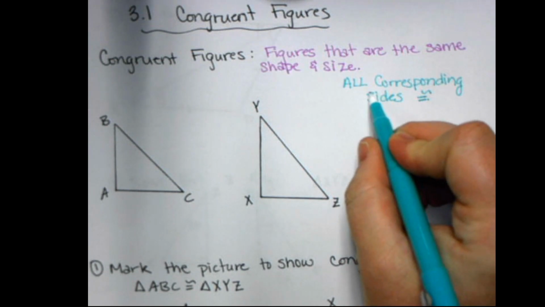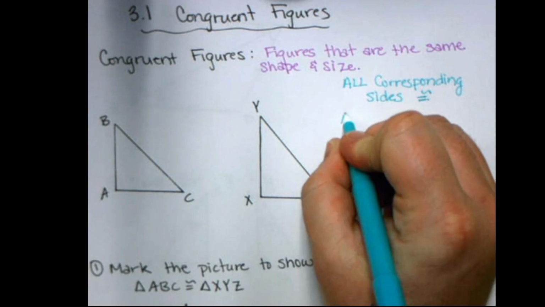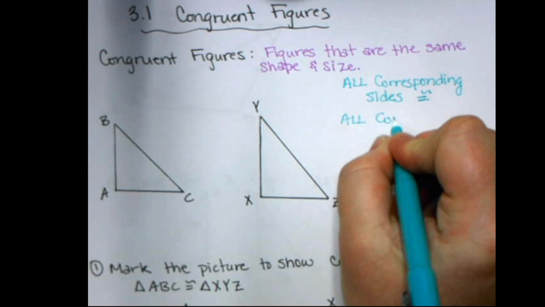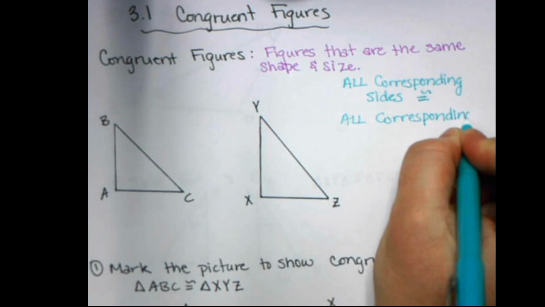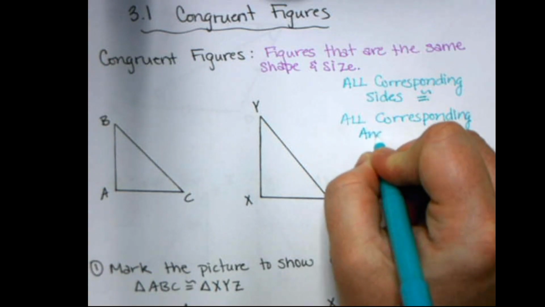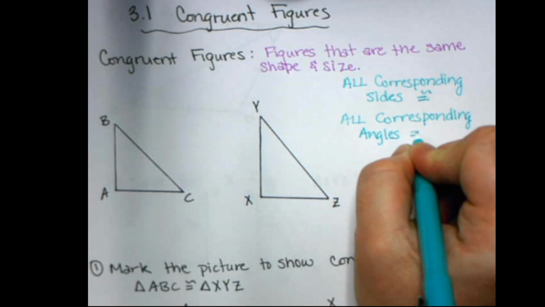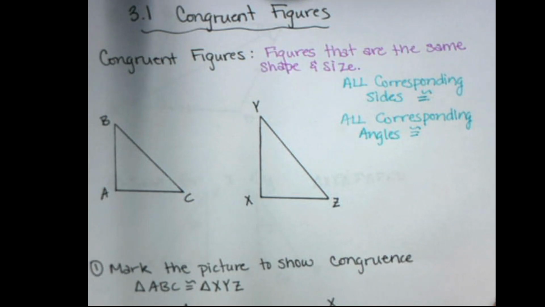So all corresponding sides are congruent, and all corresponding angles are congruent. So in order for the figures themselves to be congruent, both of these have to be true. All corresponding sides are congruent, and all corresponding angles are congruent. So when angles and sides are congruent, that means they are the exact same measurement.